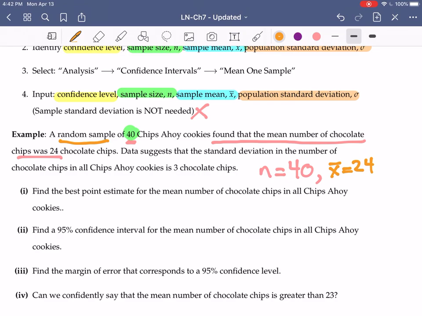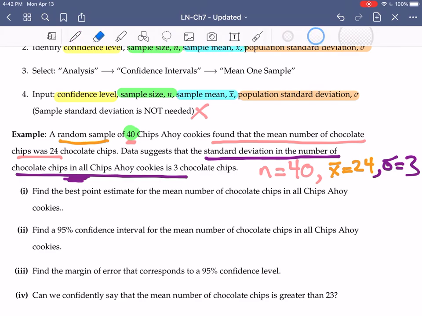Then we have this next sentence that says, data suggests that the standard deviation in the number of chocolate chips in all Chips Ahoy cookies is 3. So that is a standard deviation. But we need to identify, is this the standard deviation of the sample or for the population? And it's for the population, because this standard deviation is the standard deviation in all. So the standard deviation in all Chips Ahoy cookies is 3. It's talking about the entire population.